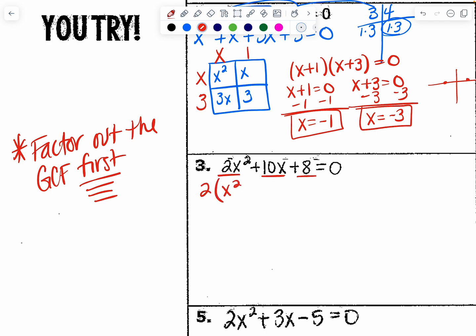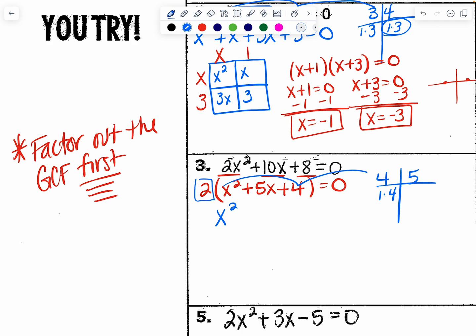That leaves me with x squared plus 5x plus 4 equals 0. Now, this 2 on the outside, I'm going to do absolutely positively nothing with. I'm going to leave it on the outside and it will just stay on the outside the whole entire time. So now I'm going to do my a times c, which gives me 4. I have 5 in the middle. So this is 1 times 4. So x squared plus x plus 4x plus 4.